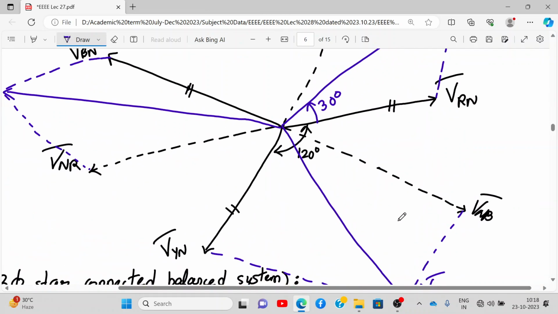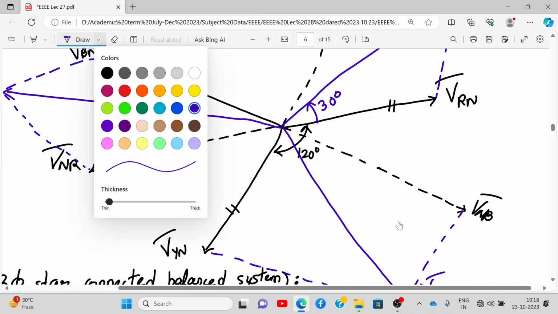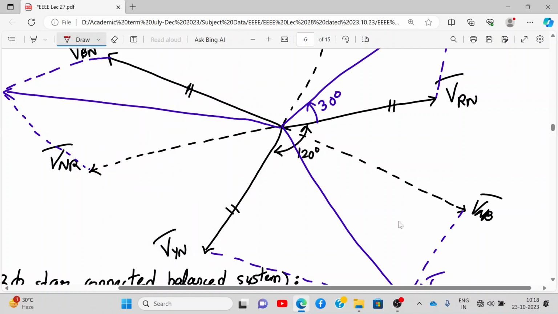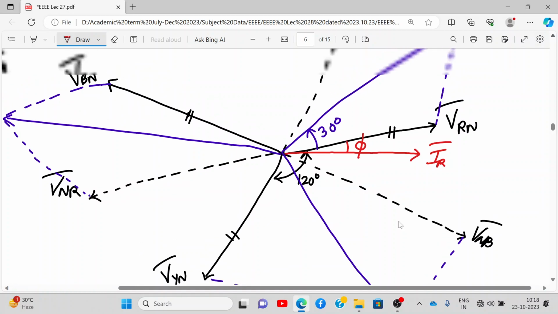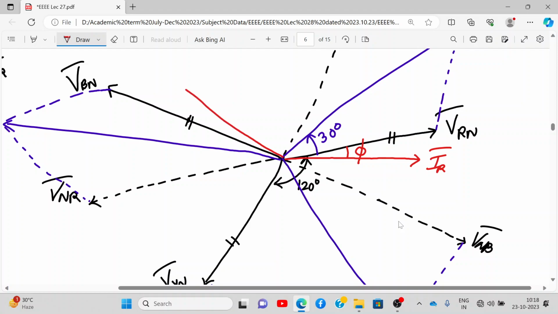Now please listen. We have assumed the inductive load. So where will I draw the current? I will draw the current with respect to the phase voltages. So the current will be over here, IR, and this will be the phase angle. Where will the next be? Here. This is IB, with phase angle phi. And the last will be over here, IY, with phase angle phi.